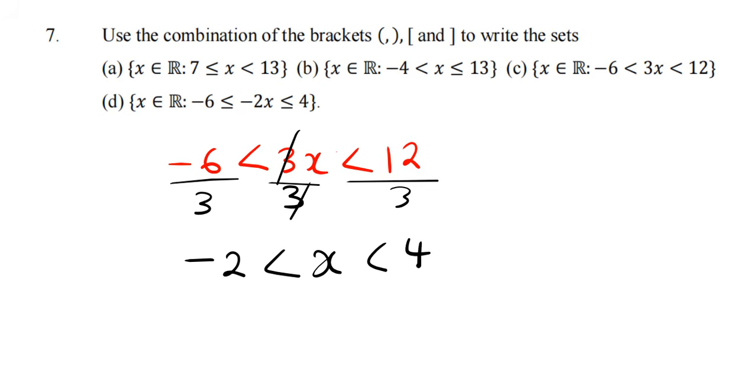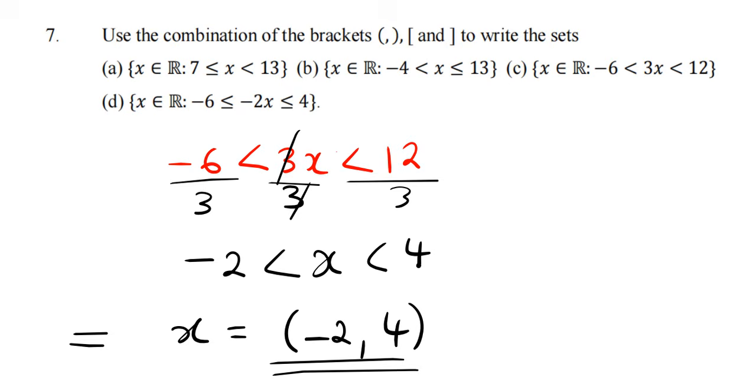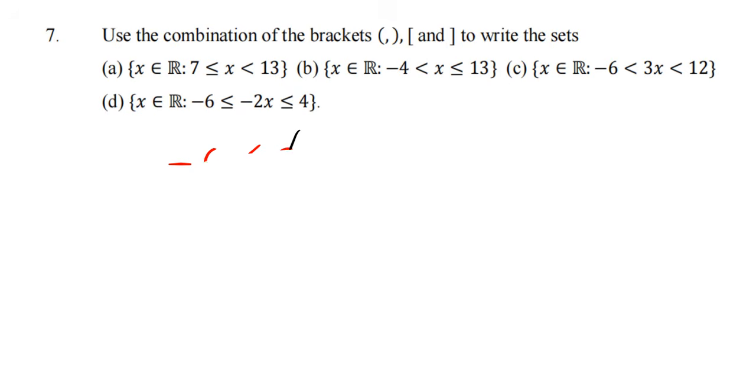Okay. So in this case, what would be our final answer? Since all of them are not included, x will be between -2 and 4, where -2 will not be included and 4 will not be included. These are set intervals. So that's how we solve C.